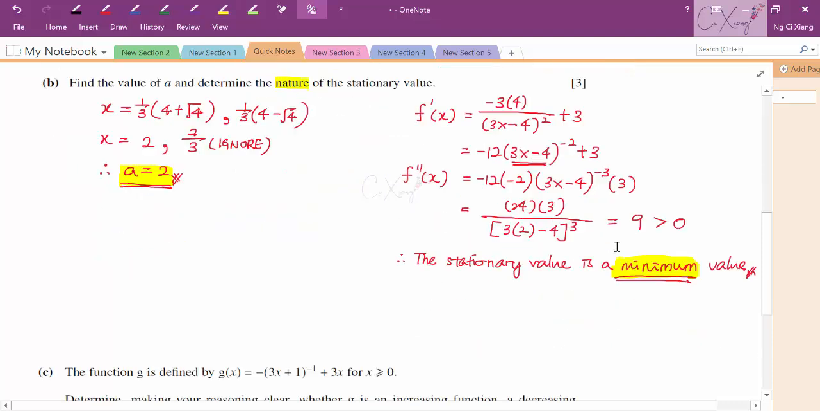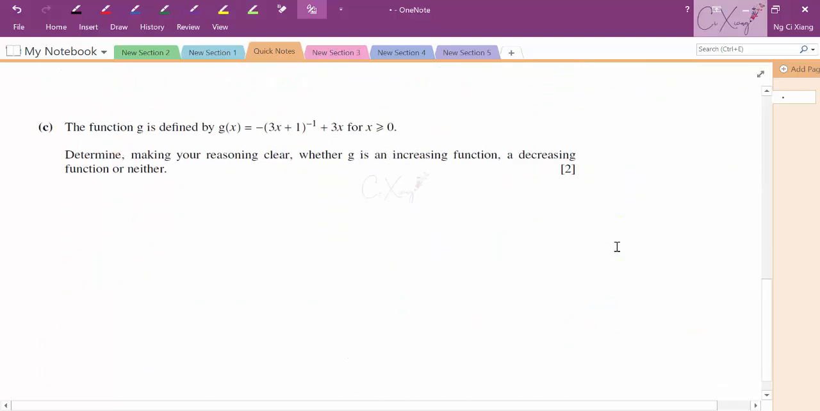Now we continue to the third part. For the third part, they give another function, the function g of x, and the domain is x greater than or equal to 0. They want us to determine, making the reasoning clear, whether g is an increasing function, a decreasing function, or neither. Usually when you want to investigate whether the function is increasing or decreasing, generally we need to have the gradient of the tangent. From the gradient of the tangent, we will know where the function is increasing and where it is decreasing.